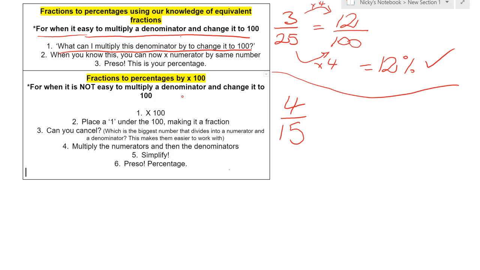Okay, so 4 over 15 is my fraction. It's challenging to see how I would make that into something over 100. Oops, I didn't try equals yet. So my first step is to times it by 100. That's the technique we're using today for this kind of fraction.